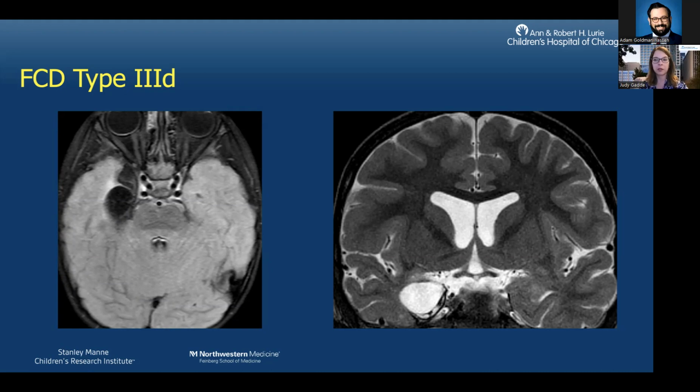So just important to keep in mind that not all T2 FLAIR hyperintensity that you see is going to be gliosis or vasogenic edema. If they have seizures, especially if they're medically refractory, try to keep focal cortical dysplasia in the back of your mind.